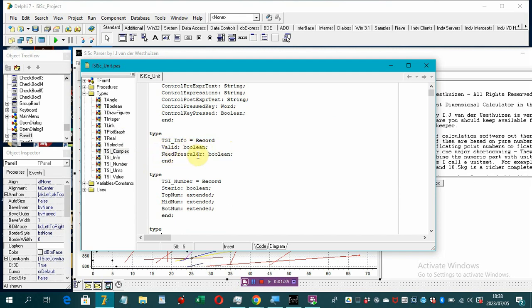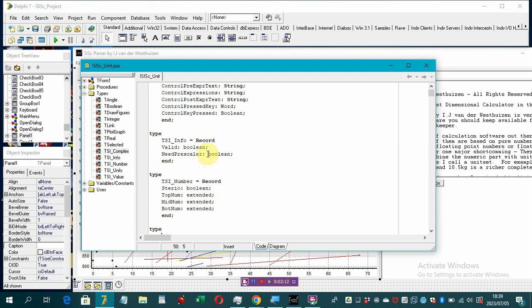Need prescaler is used to denote a unit. Basically a unit acts the same as a constant, but it needs a prescaler like kilogram or joule or watt. You don't say joule is always like one joule. You always say one joule. You just don't say G for gravity. Actually it's GA for the gravity constant on Earth, like that 9.8066 meter per second squared. That will not need a prescaler.